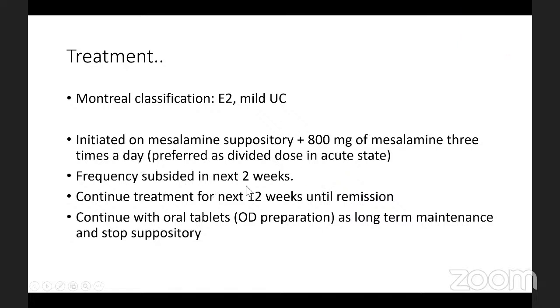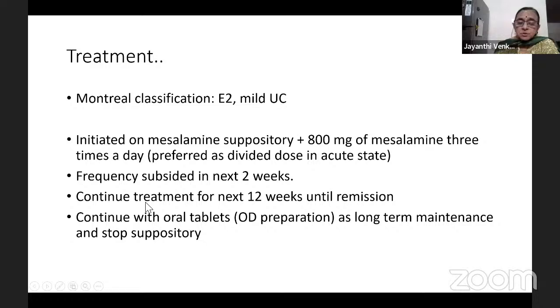Over a period of 2 weeks, the frequency subsided, and the patient was continued on treatment for the next 12 weeks until remission. What is very important is that this patient should be counseled that he does need a long-term maintenance, and over a period of time, one can stop the suppository, but one has to continue with the oral medication.